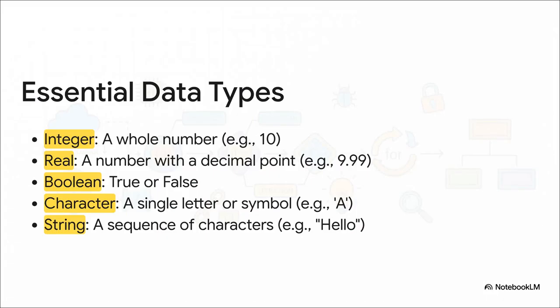Right. These are the 5 big data types you have to know. Picking the right data type is a super important skill. Is your data a whole number? That's an integer. Does it have a decimal point? Then it's a real. Is it a simple yes or no, a true or false? That's a Boolean. Or is it just one single letter, a character, or a bunch of them, a string? Getting this choice right is a huge deal. It affects everything from how your program runs to how much memory it chews up.